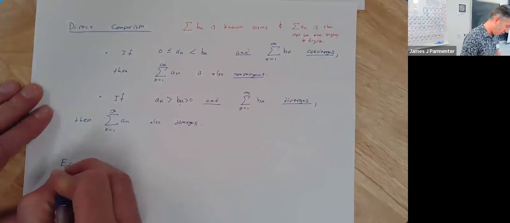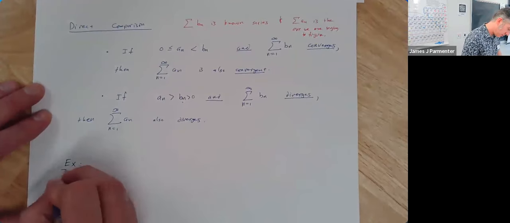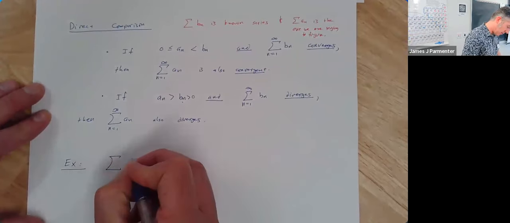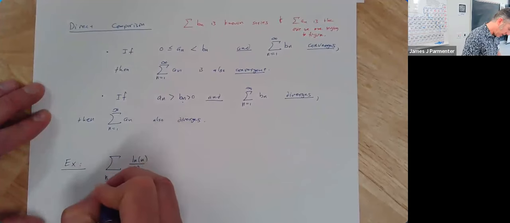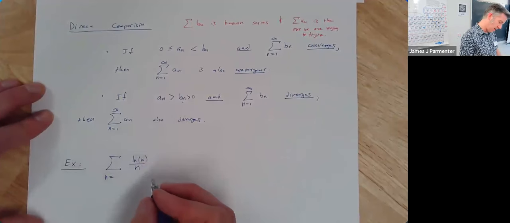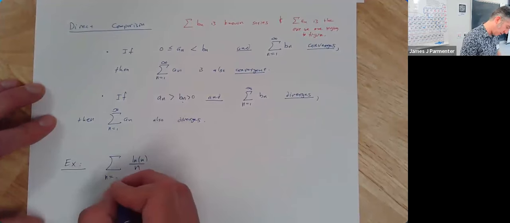Let me show you another example that's kind of nice. Let's say we have, do we have the time? Yeah, we do. Let's say I had this series, the sum of natural log of n over n, from n equals, I don't want to start at, I guess I could start it. No, I'll start at 3.